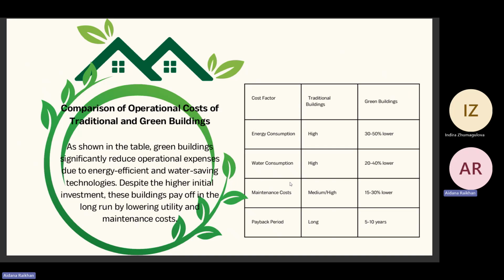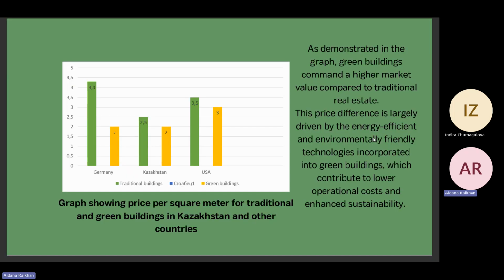Next is comparison of operational cost of traditional and green buildings. As is shown in the table, green buildings significantly reduce operational expenses due to energy efficiency and water saving technologies. The next page is a graph showing price per square meter for traditional and green buildings in Kazakhstan and other countries.